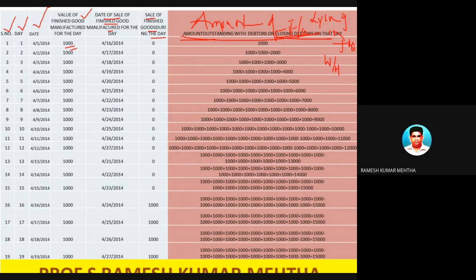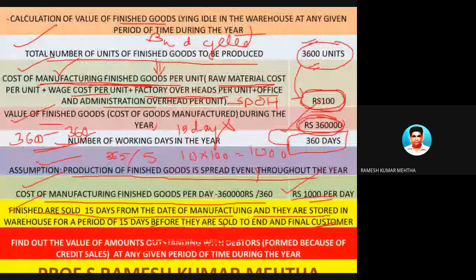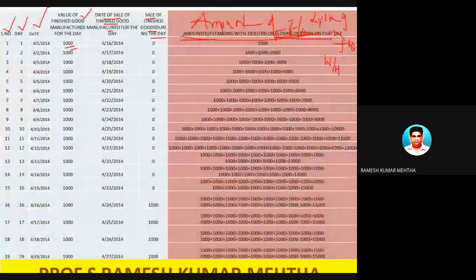So please remember this important point: 15 days. Once they are manufactured, after the completion of the 15th day from the date of manufacture, they are going to be sold. So let's take the first point. Serial number one, day one, that is 1st April 2014. We have manufactured during the whole day 1,000 rupees of finished goods, and this will be sold on the completion of the 15th day, that is 1 plus 15 is equal to the 16th day. Until such time they are sold, they are kept in the warehouse, and there is no sale which has taken place on that day.